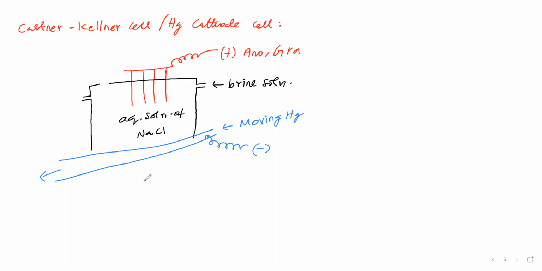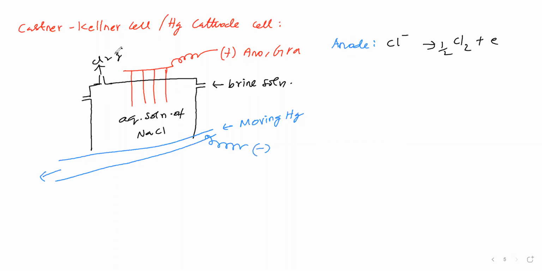Now we are passing the current here, so electrolysis is taking place. At the anode, the anodic process occurs: Cl minus goes to the anode. That Cl minus becomes a chlorine atom by losing electrons. That chlorine atom combines with another chlorine atom and becomes chlorine gas. So we are collecting chlorine gas here.